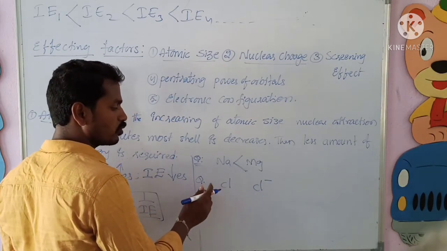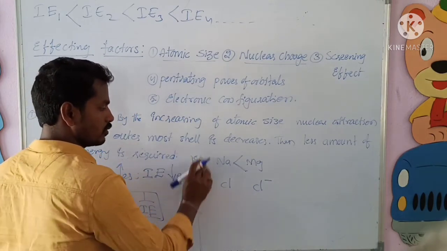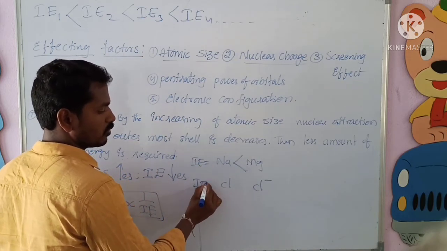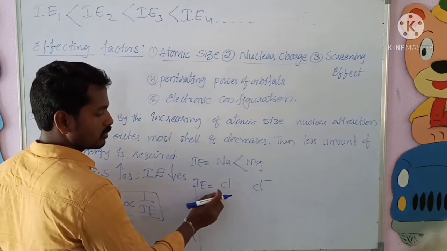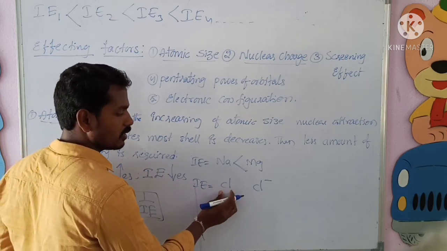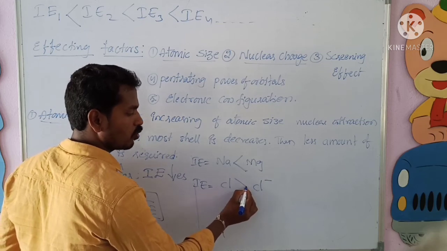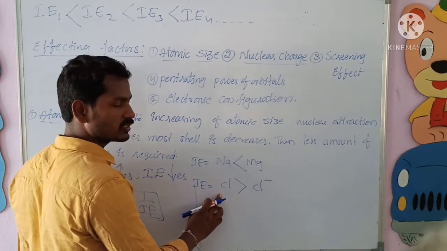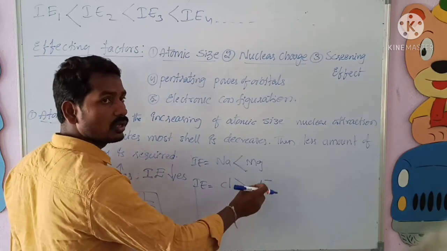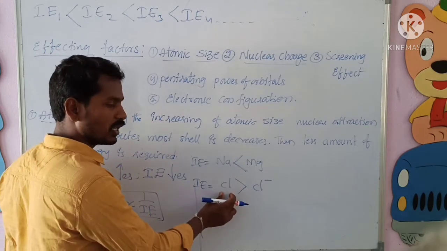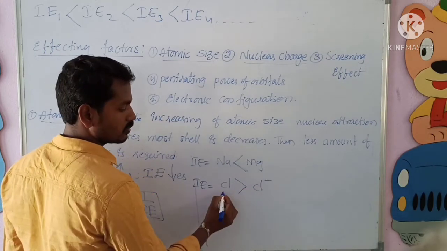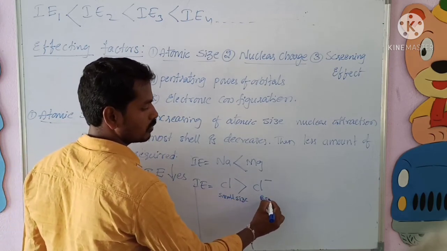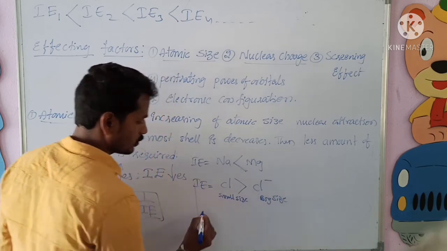But in this case, for ionization energy, Cl has a higher value than Cl minus. The neutral chlorine atom has more ionization energy than the chlorine ion because it has a small size, while the ion has a big size.